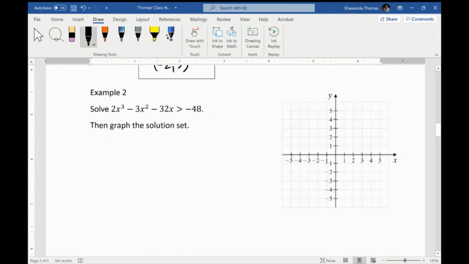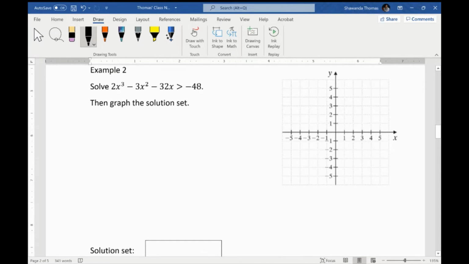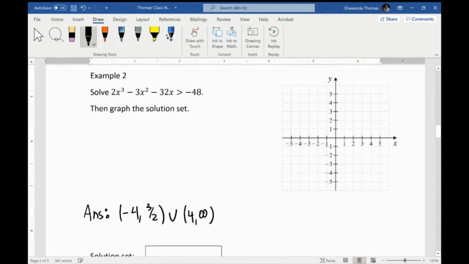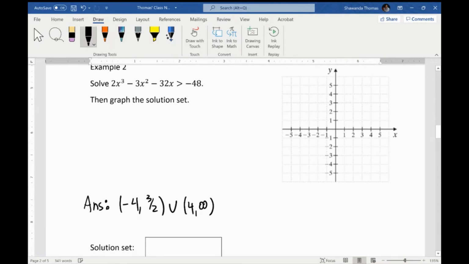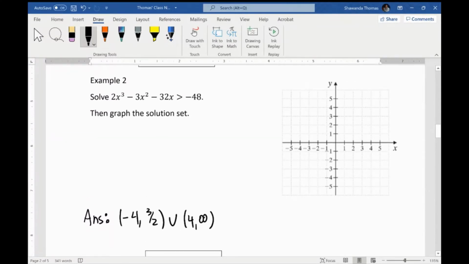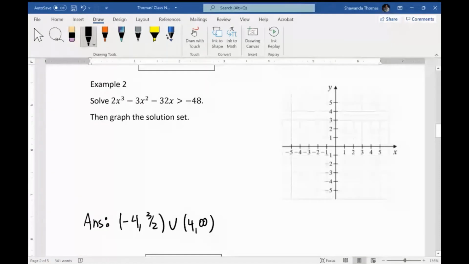All right. This one, I think we got to the point where we came up with the answer. The solution was -4 to 3/2 union 4 to infinity. Again, those are intervals. And it's kind of obvious those are intervals because I put an infinity in there. Those are not points. Again, we're talking about intervals where the graph is either greater than something or less than something or greater than or equal to something or less than or equal to something. We did not graph this one though.